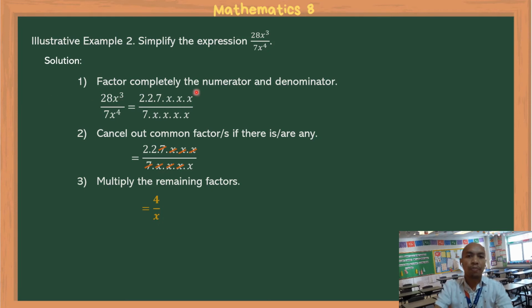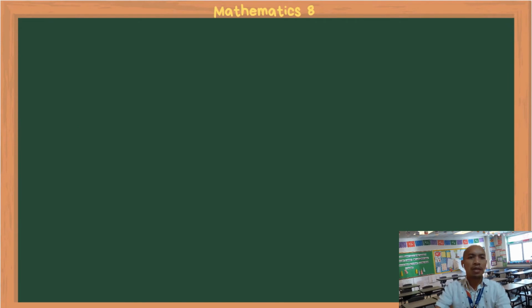So therefore, the simplest form of 28x to the power of 3 all over 7x to the power of 4 is equal to 4 over x. Now let's have example number 3. Simplify the expression 3x minus 12 all over 5x minus 20.